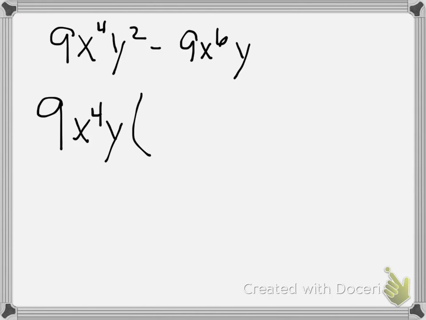Now we're going to figure out what times 9 is going to give us 9. We know it's 1. X to the 4th times 1 gives us x to the 4th. We need another y in order to get to y squared, so what we factor out would be y. So 9x to the 4th times y would give us 9x to the 4th y squared. We bring down our sign, and then we know that 9 times 1 will give us 9, so we need 2 more x's. So x to the 4th times what would give us x to the 6th? It would be x squared. And we already have our y there. So our final answer would be 9x to the 4th y times y minus x squared.